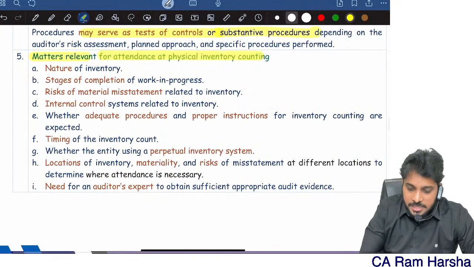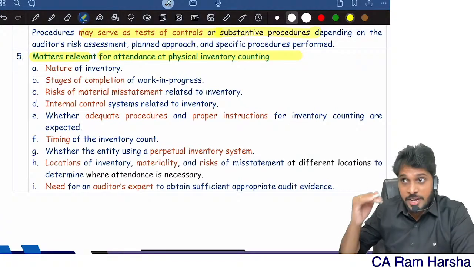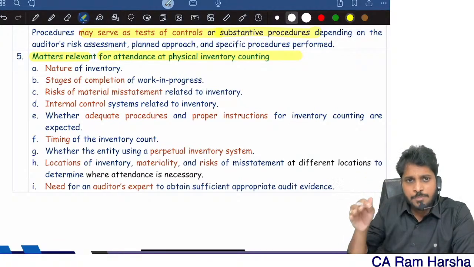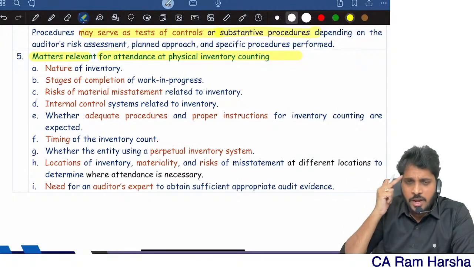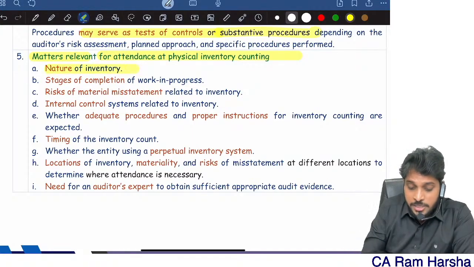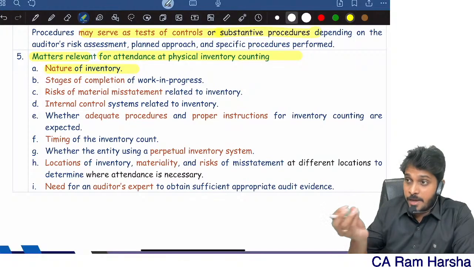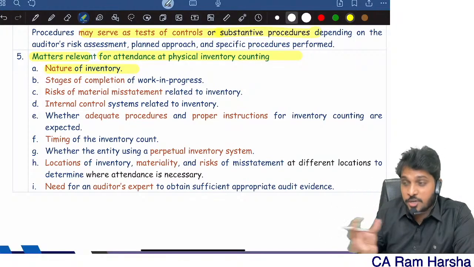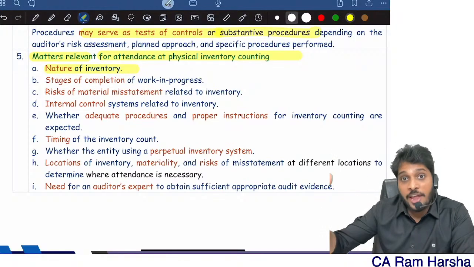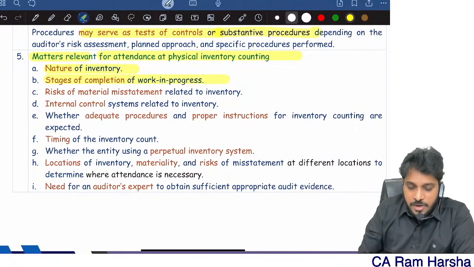Now, matters relevant for attendance when you're thinking to attend physical inventory count. Suppose you decided to attend it. There are some points that you should keep in mind. Like, what is the nature of inventory? Is it gold, if it is a jewelry business? Is it cotton, or a rice product, or industrial iron or oil? What exactly? What is the stage of completion of work in progress? What is the risk involved?